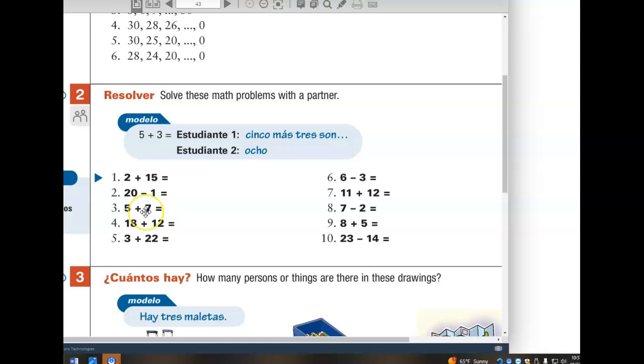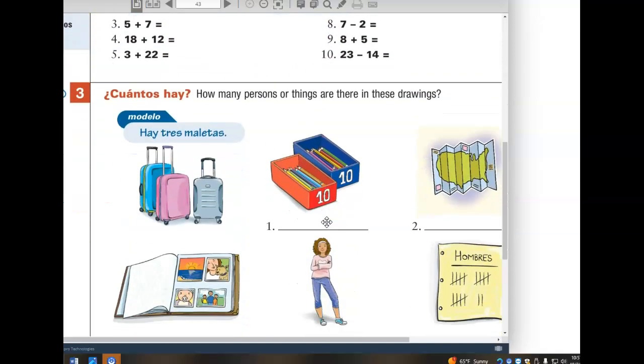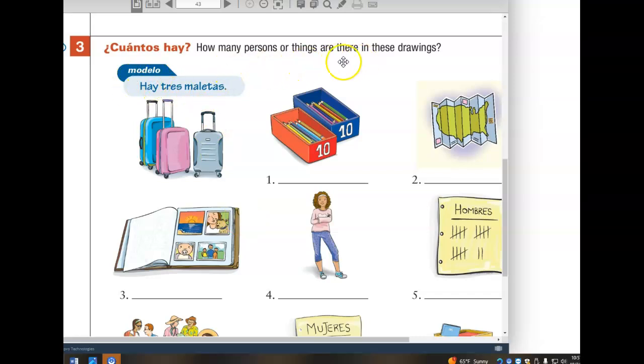5 más 7 son 12. Facilito, muy fácil. And then finally, activity 3, how many are there of each of these?